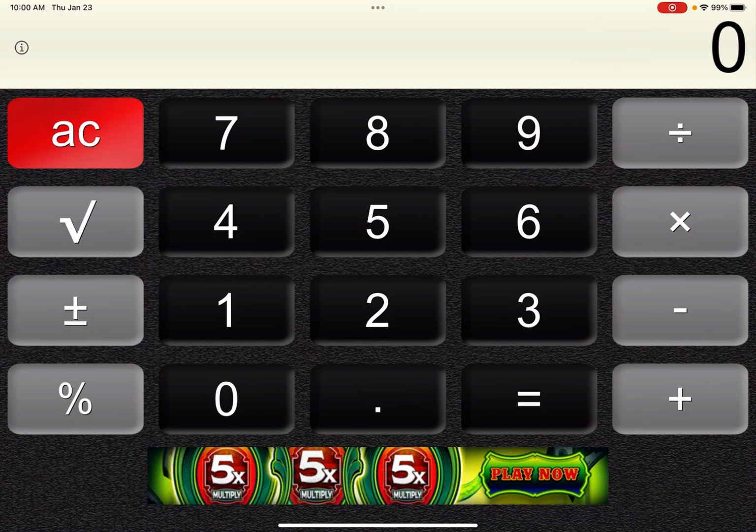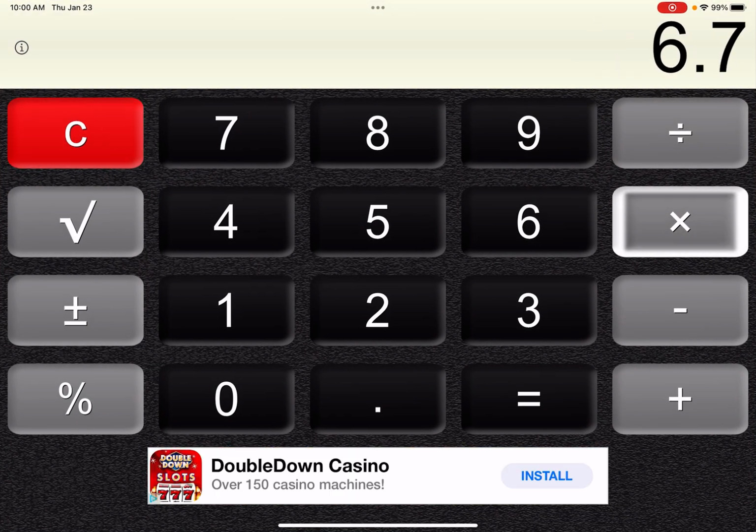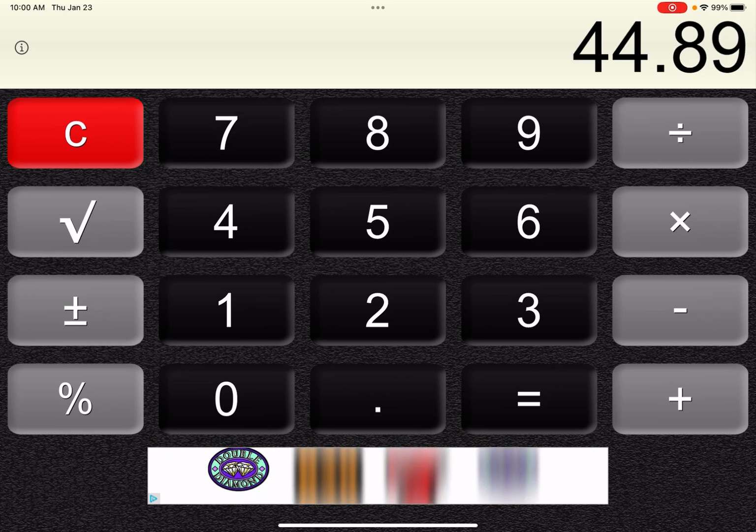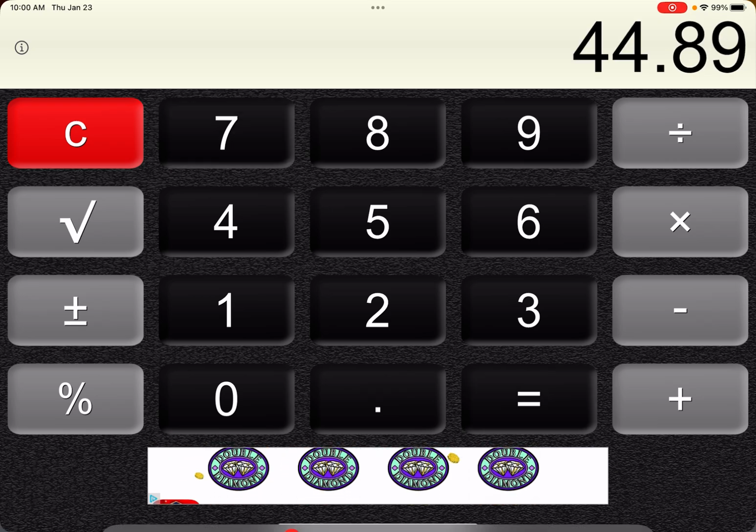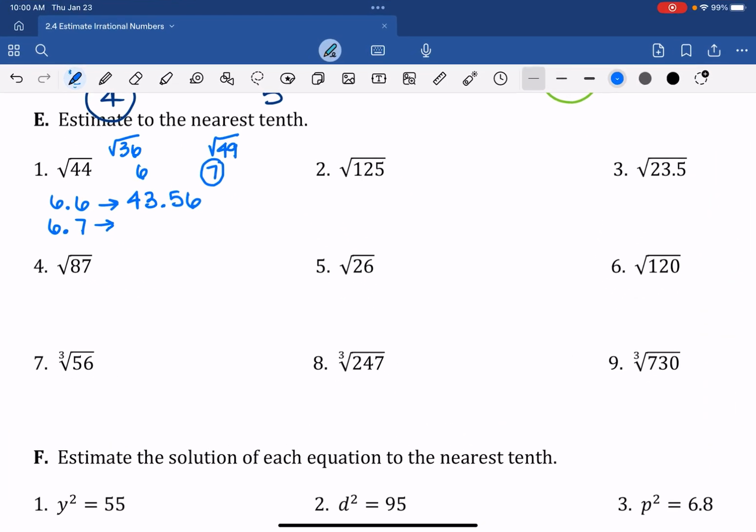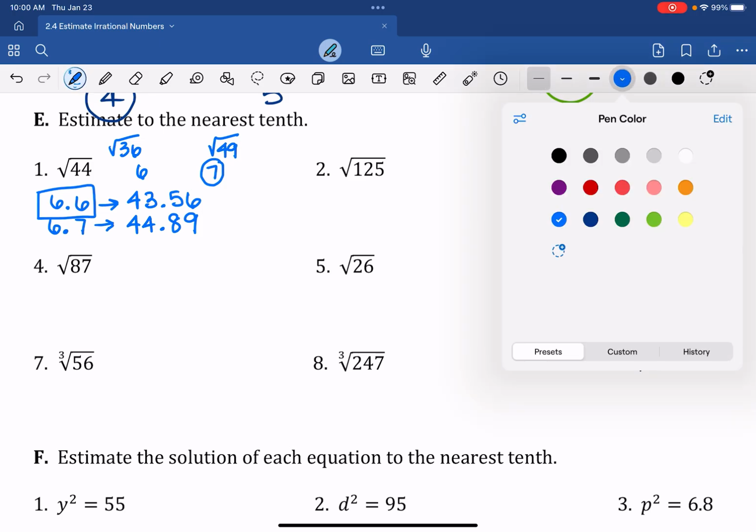So I'm gonna clear this off and do 6.7 times 6.7, and I get 44.89. So now I just need to determine which one it's closer to. So 44 is in between those two numbers, but it's actually going to be closer to 6.6. So that is going to be our decimal estimate. So 6.6 is as close as we're going to be able to get to the square root of 44. Okay, let's do the next one.